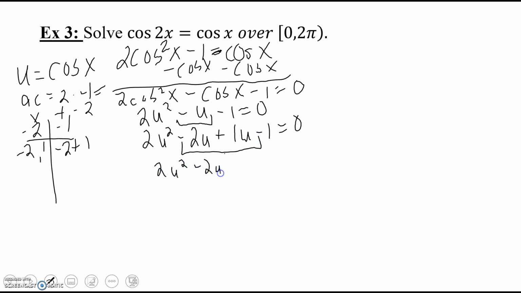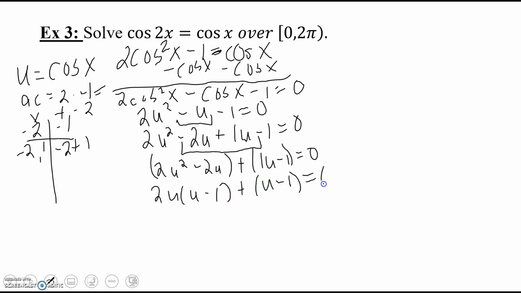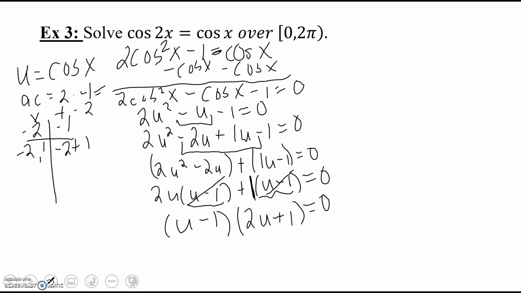So then I will group these first two and group these second two. I could factor out a 2u in the first two. That gives me u minus 1. And then this is u minus 1. Both of these have a u minus 1 in them. So pull out that u minus 1. And there's an understood 1 here. So that will leave me, if I take out u minus 1 there, with 2u, and if I take out u minus 1 there, with plus 1. And so that factors into u minus 1 times 2u plus 1.